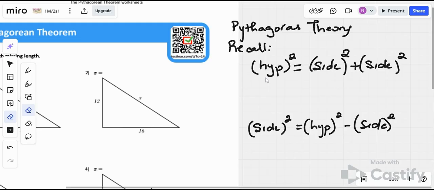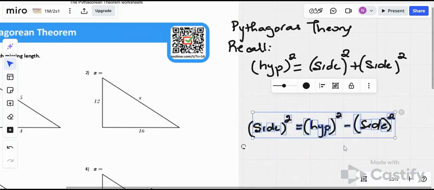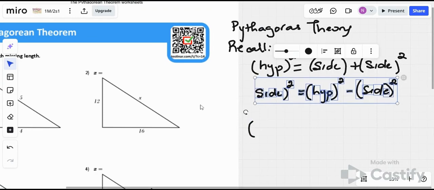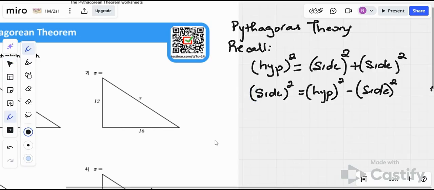We know that the Pythagorean theorem states that the square of the hypotenuse is equal to the sum of the squares of the other two sides. Now, if you're given the hypotenuse and another side, in order to find whichever side is missing, we can also rearrange the formula to say that side squared is equal to the square of the hypotenuse minus the square of the other side that you're given. So we're going to be using these two formulas to help us complete a few questions.